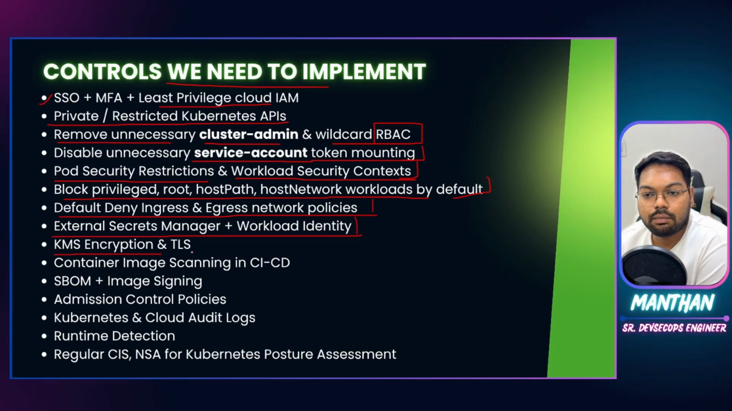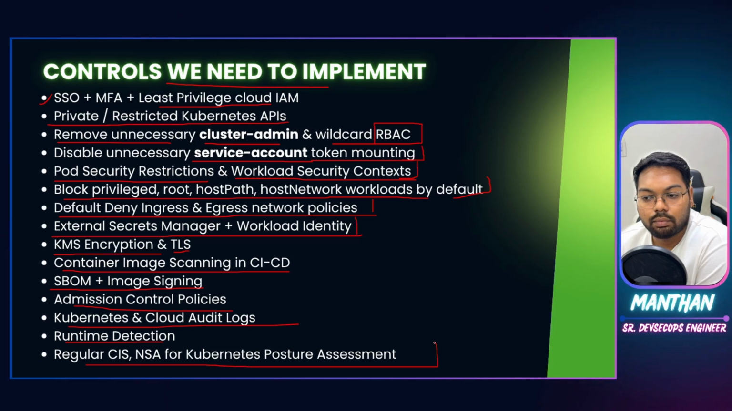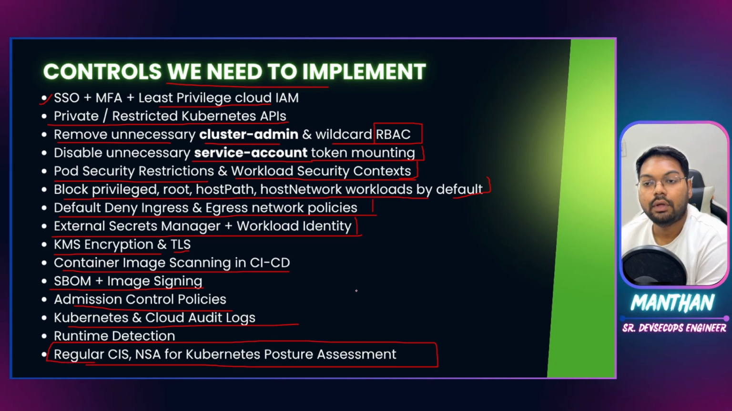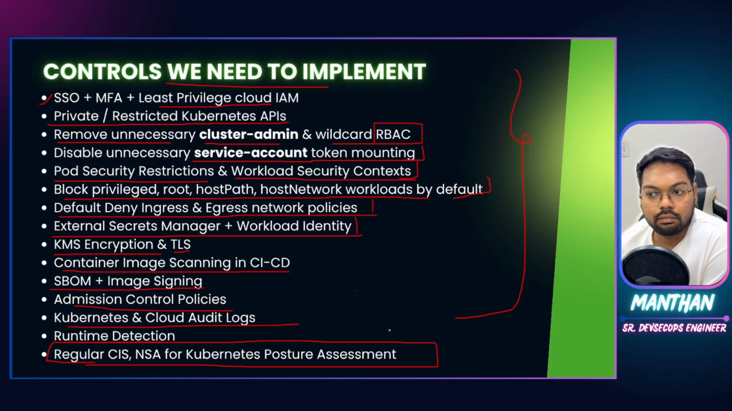Then KMS encryption and TLS should be applied. Then container image scanning in CI/CD, then SBOM and image signing, admission control policies, Kubernetes and cloud audit logs, runtime detection, and regular CIS, NSA, and Kubernetes security posture management and assessment should be done. So these are the different controls you can implement for your cluster and cloud infrastructure so that a lot of things are secure.